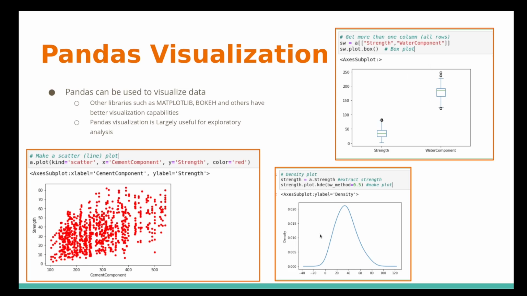You can also make a kernel density plot, which is like a PDF, an empirical PDF or a probability density function. To do that, I extracted a.strength, and then I did strength.plot.kde. I can change the bandwidth to make this plot smoother or coarser. By changing this bandwidth, I can get a distribution associated with that variable.